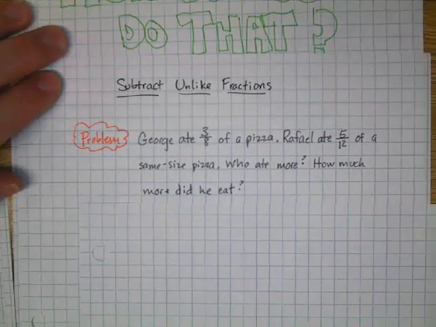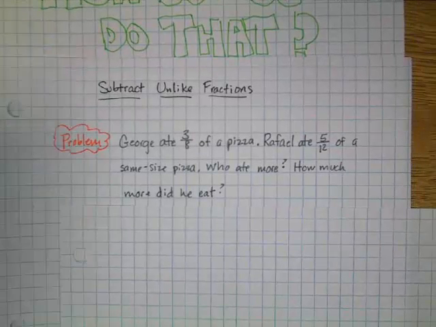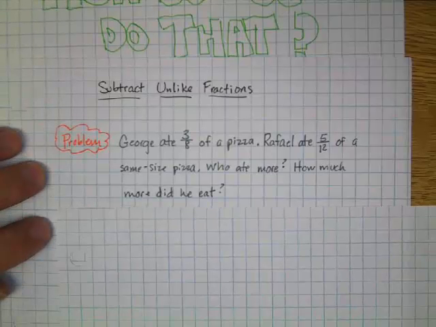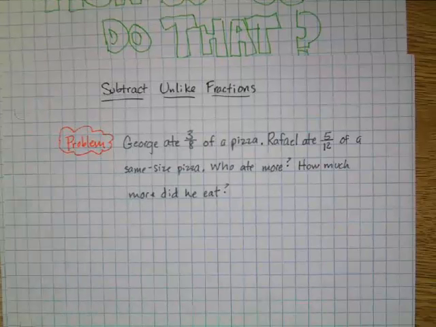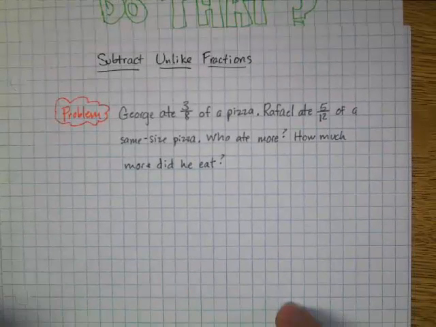George ate 3/8 of a pizza. Raphael ate 5/12 of a same-size pizza. Who ate more and how much more did he eat? Well, problem-solving step number one is going to be read and visualize without numbers. A way for me to visualize is kind of draw some pictures. So bear with me for a minute, but here we go.